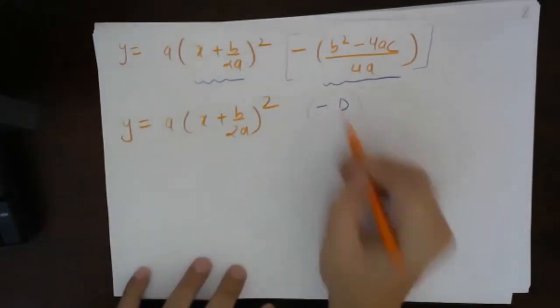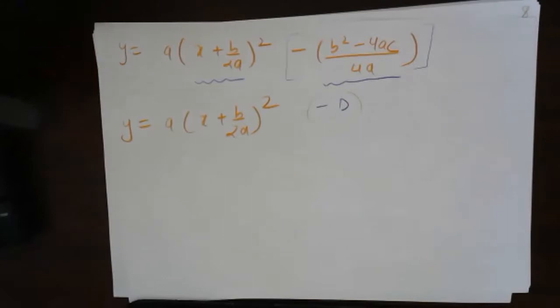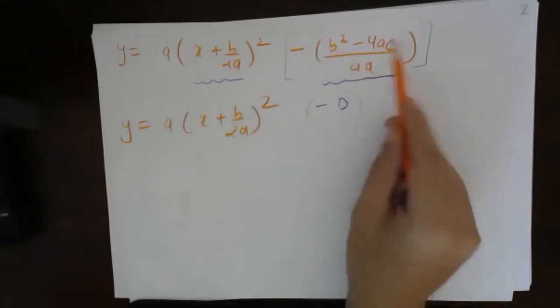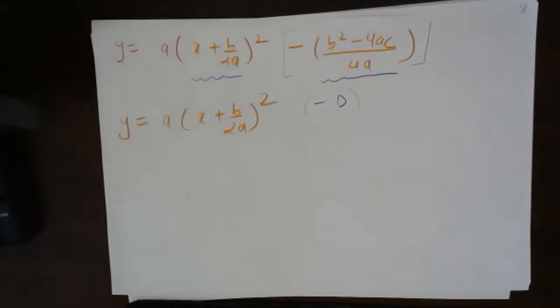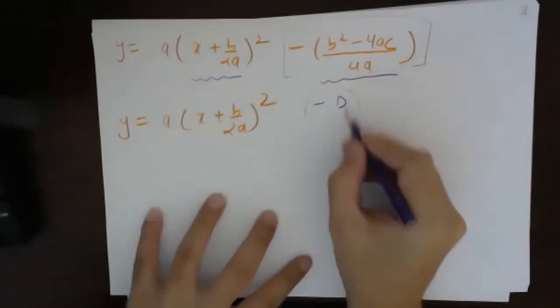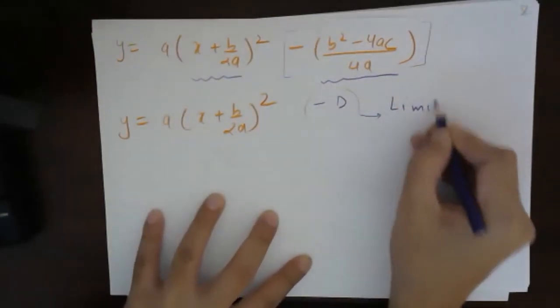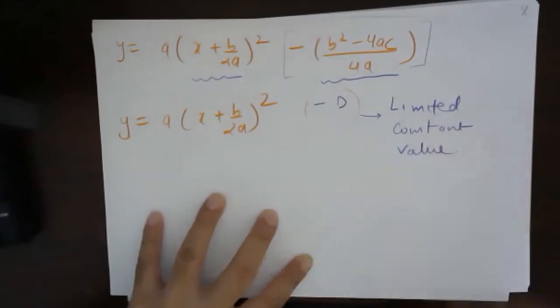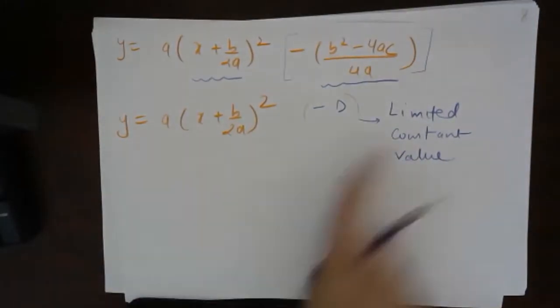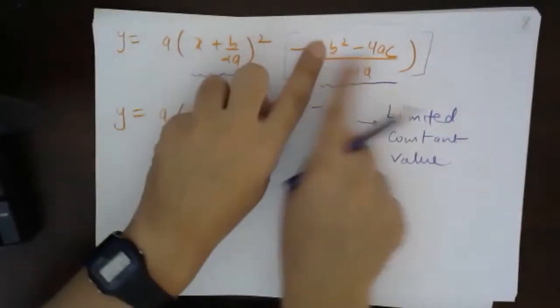If you have a constant, it will have a limited value. b is already given, a is already given, c is already given, so this will have a constant value. It could be 1000, 10,000, 1 lakh, 500, 600, minus 1000, minus 10,000. But this will have a limited constant value, because it is dependent on the constants b, a, and c.